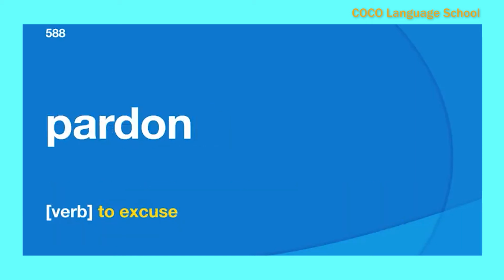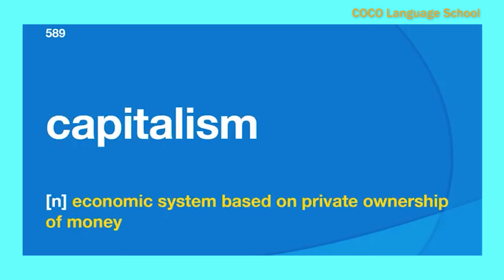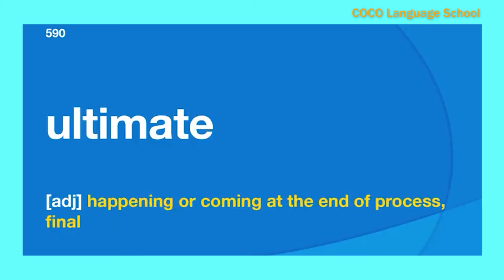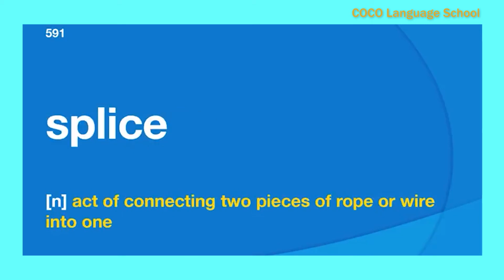To excuse. Pardon. Economic system based on private ownership of money. Capitalism. Happening or coming at the end of process, final. Ultimate. Act of connecting two pieces of rope or wire into one. Splice.